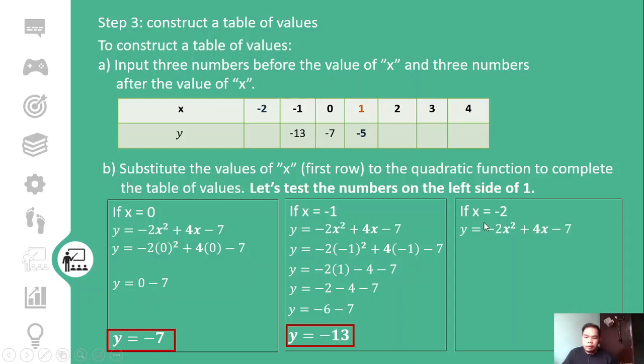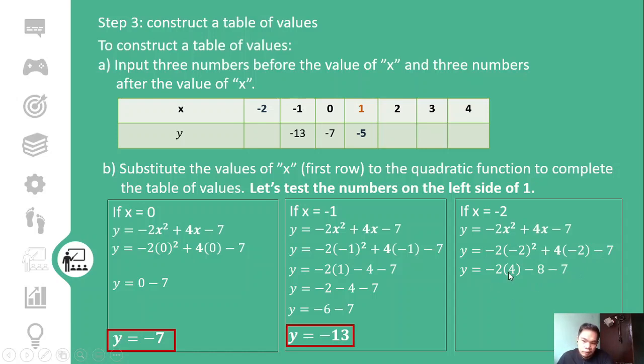Now, let's go to the last one. If x is equal to -2. So, again, yung x, papalitan natin ng -2. So, we have -2 times -2 raised to 2, plus 4 times -2, then copy -7. -2 raised to 2 is equal to +4. No? Then again, later on, i-multiply natin yan kay -2. But first, let's multiply 4 and -2. 4 times -2 is equal to -8, then copy -7.